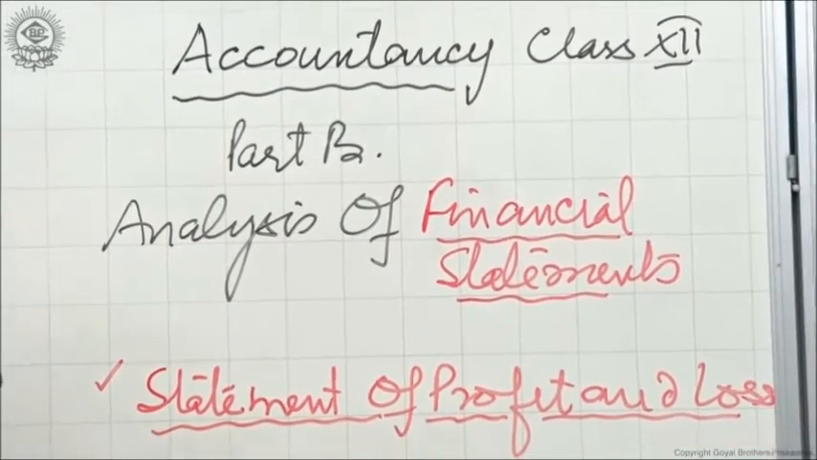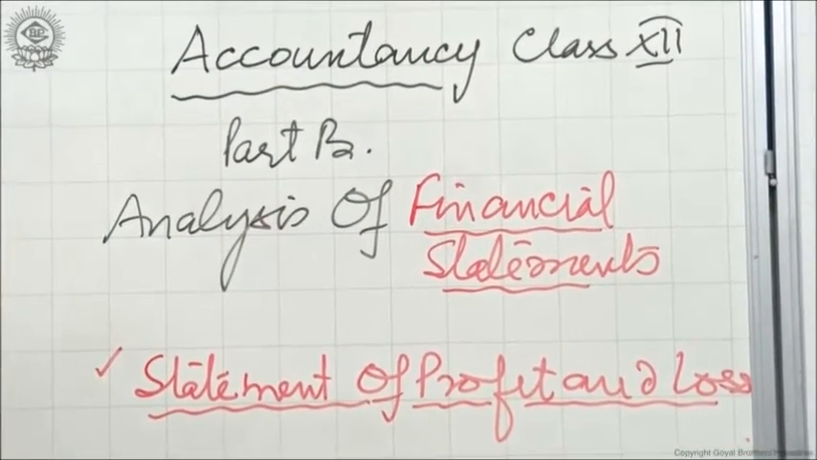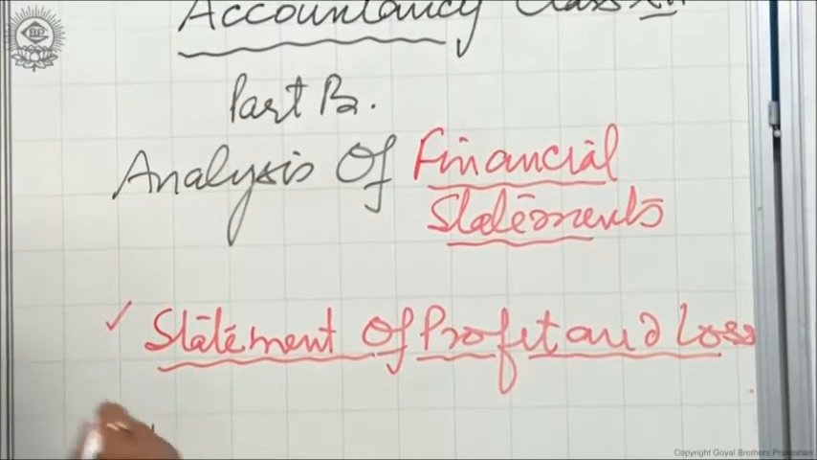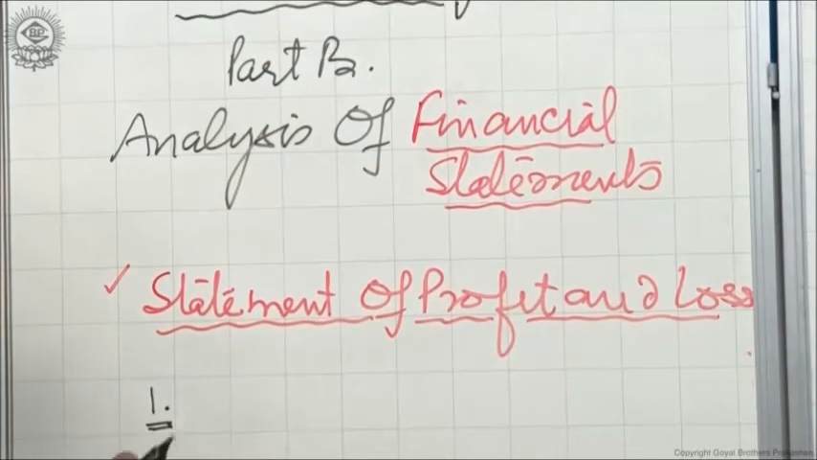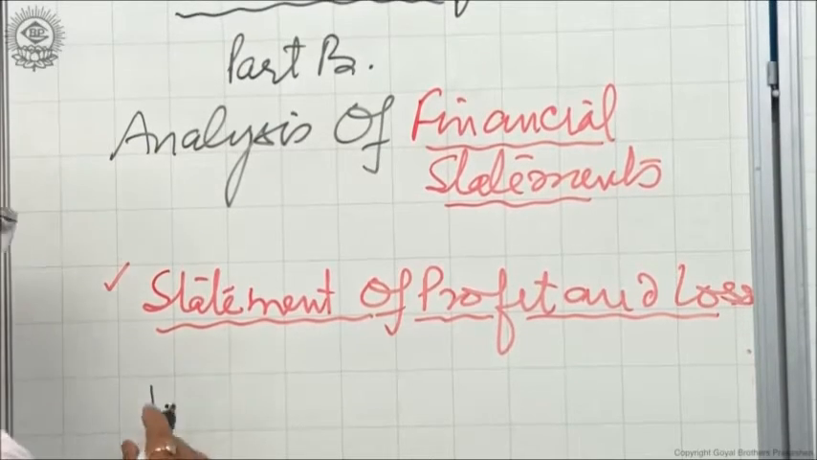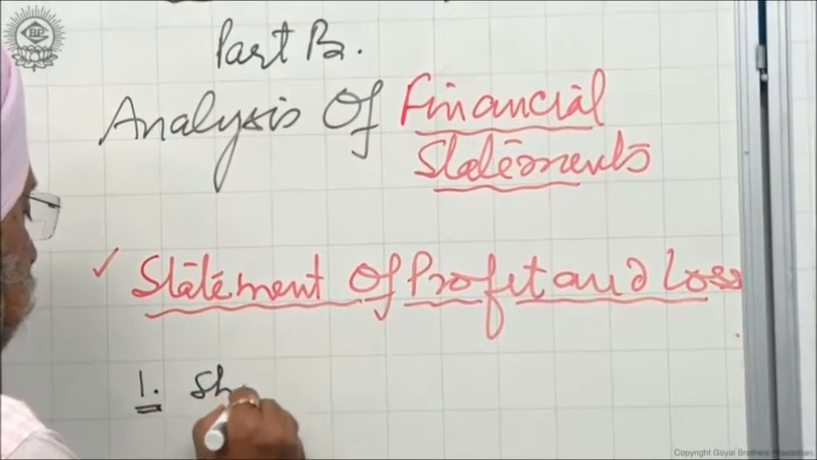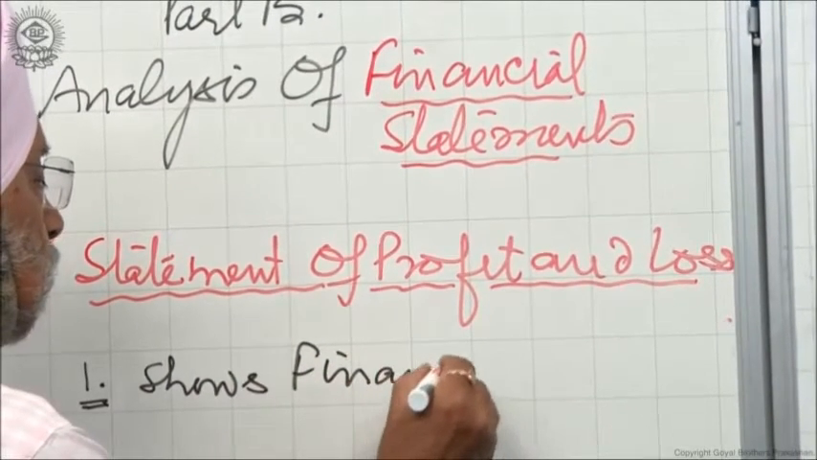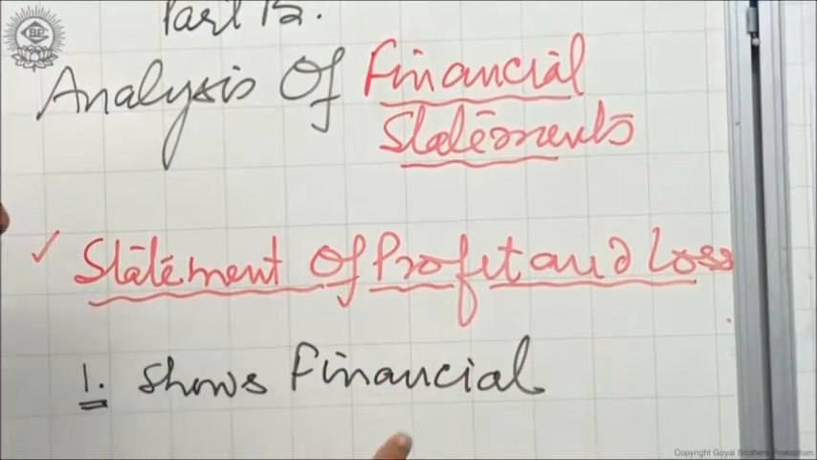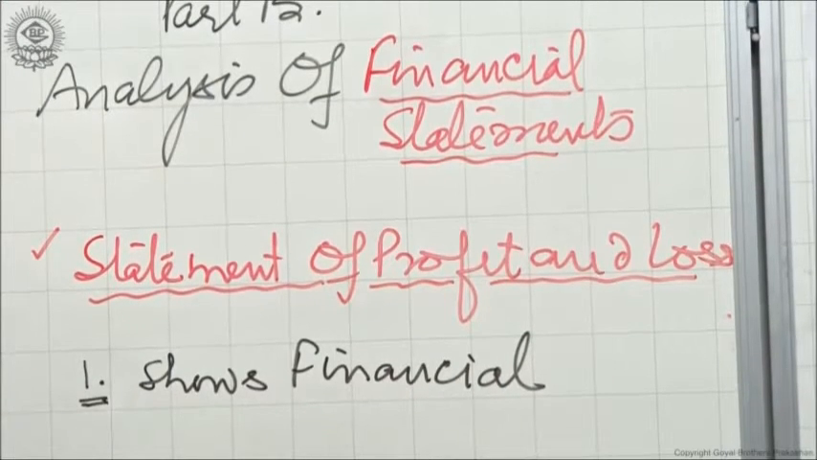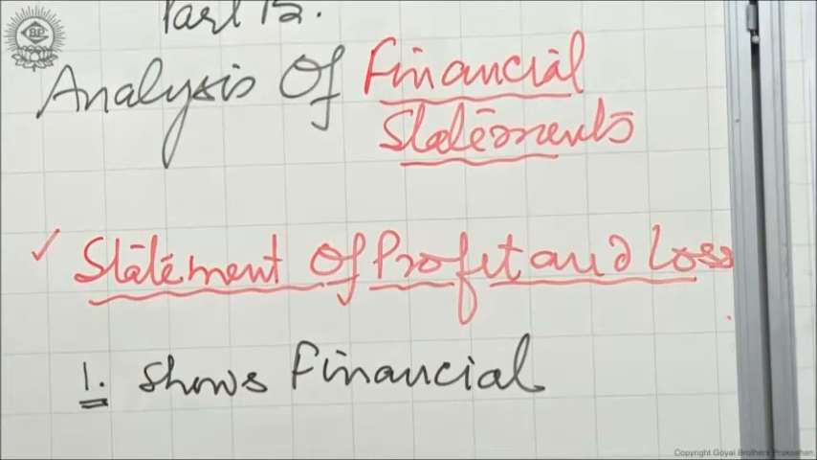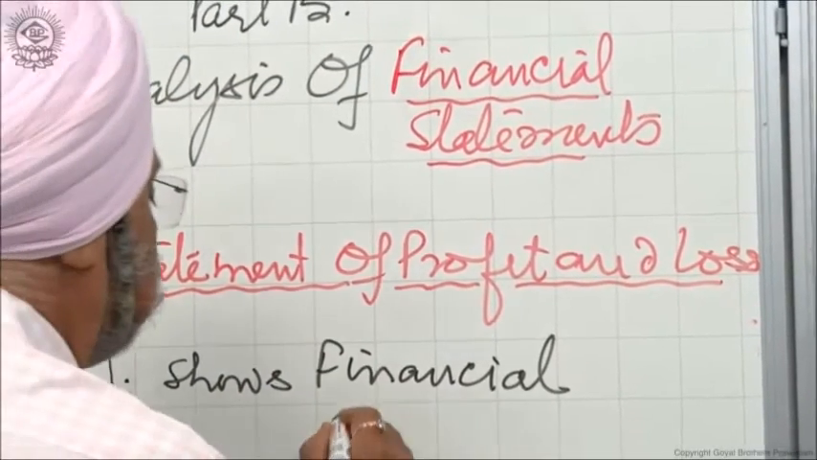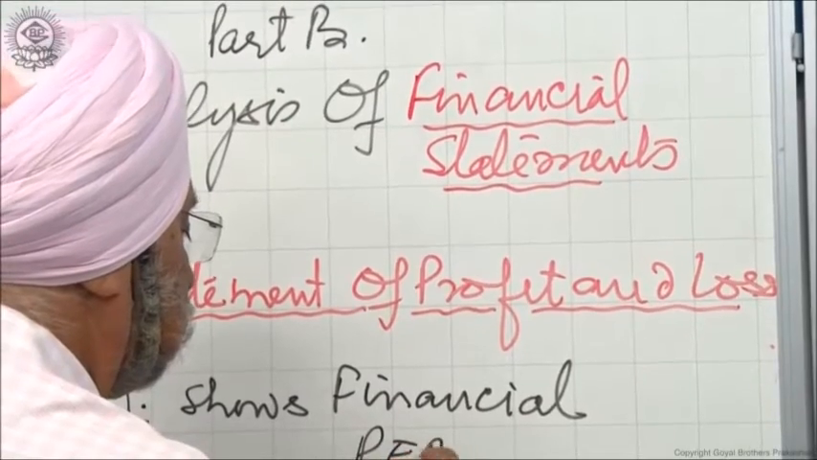The statement of profit and loss account is a performance statement. It shows financial, not position. Financial position is shown by the balance sheet. It shows financial performance.